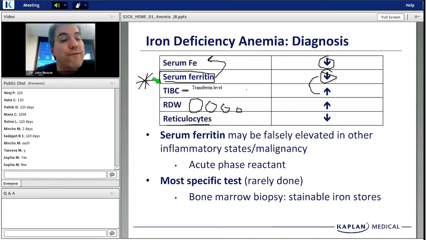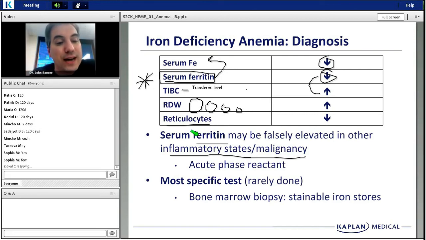I always look at ferritin first. If ferritin is low, the answer is iron deficiency. You're done. You got your diagnosis. Most sensitive test. Here's the problem. Ferritin is an acute phase reactant. So if you got some inflammation or malignancy going on, this is often elevated because of the inflammation. It can be falsely elevated.